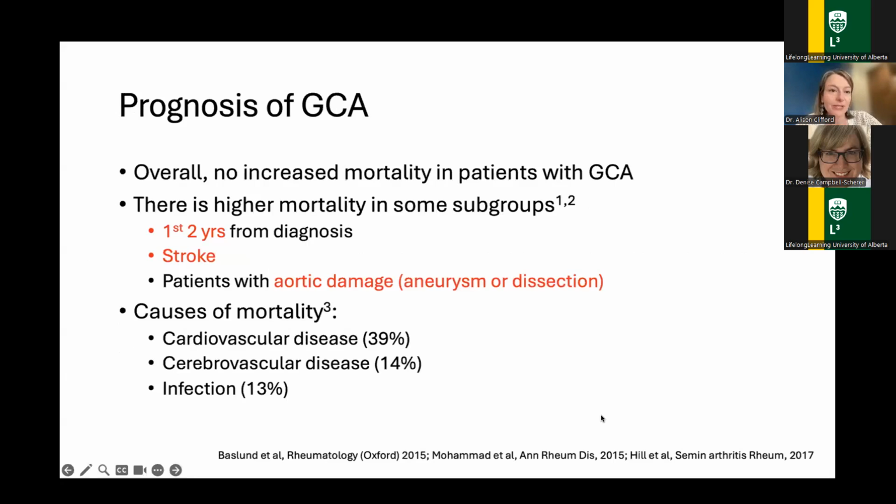In terms of prognosis of GCA, overall, there's no increased mortality in this disease. However, there's a high mortality in some subgroups. Particularly the first 2 years from the diagnosis is a high risk time for these patients, and those patients who present with stroke. The third group that we pay close attention to are those who have developed aortic damage. So patients who have dilatation or aneurysm, especially in that thoracic aorta, need to be monitored, usually yearly with imaging.